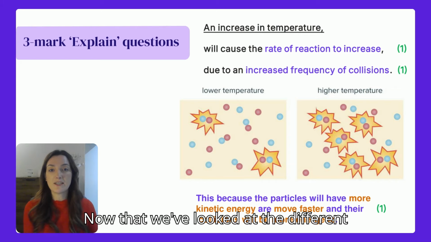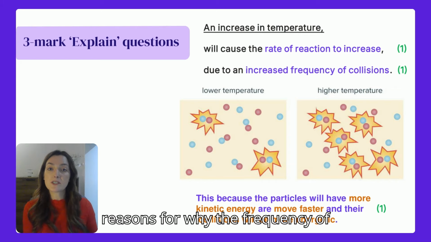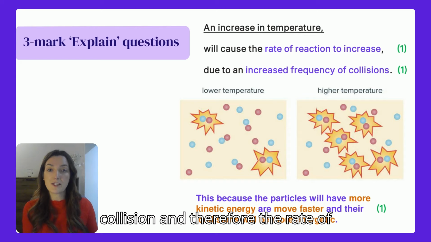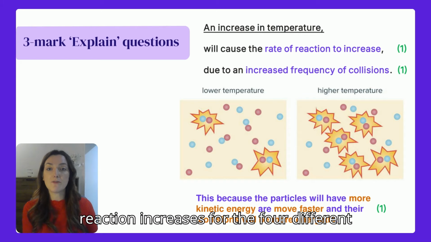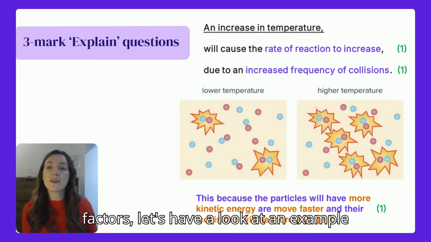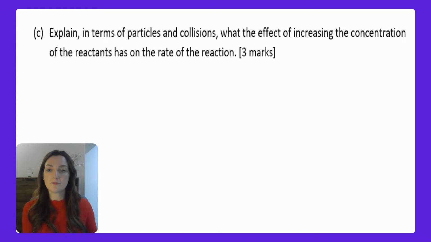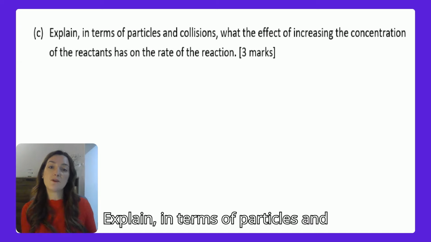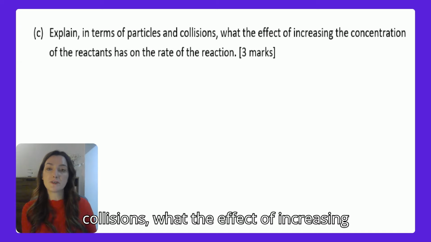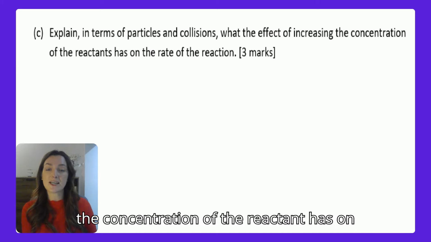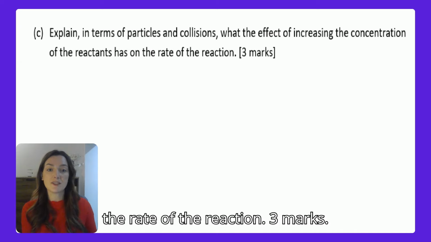Now that we've looked at the different reasons for why the frequency of collision and therefore the rate of reaction increases for the 4 different factors, let's have a look at an example of an exam question. Explain, in terms of particles and collisions, what the effect of increasing the concentration of the reactants has on the rate of the reaction. 3 marks.